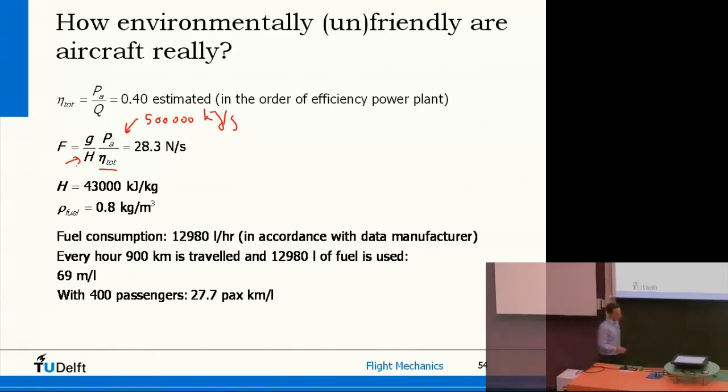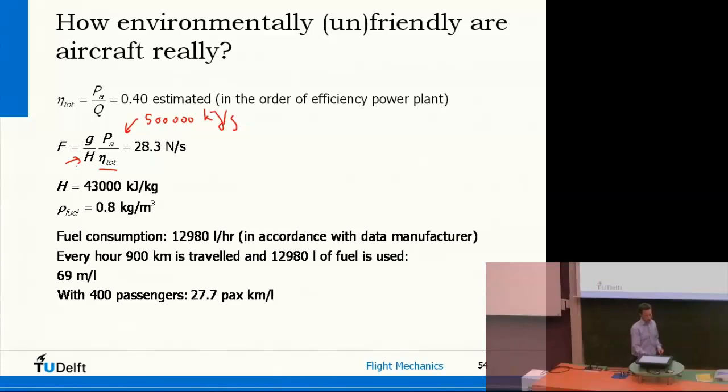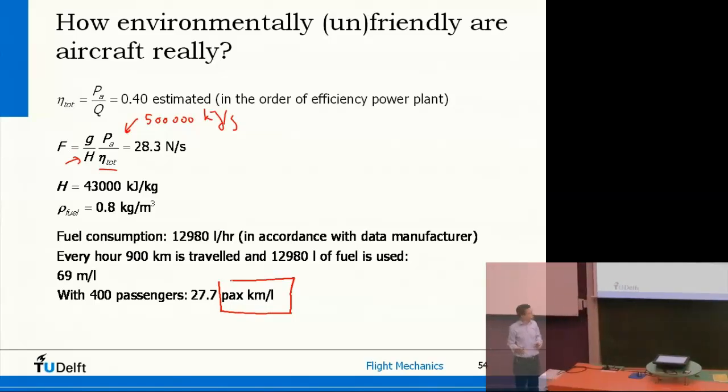Now that's a bit of a weird quantity because of course you have lots of passengers on board. So one parameter that we typically use to compare fuel use is passenger kilometers per liter. So if you can transport this aircraft over 70 meters for a liter of fuel, then that means if there are 400 passengers on board, you could also say, well, I can take 27.7 passengers, transport them over 1 kilometer, and that costs me 1 liter of fuel. And that's basically how good this aircraft is.